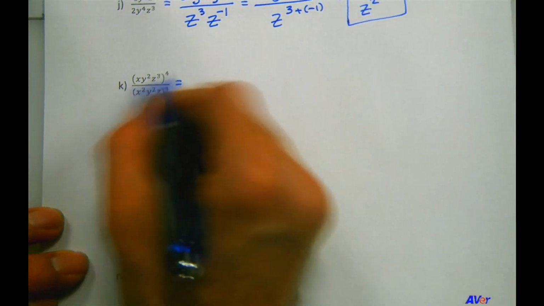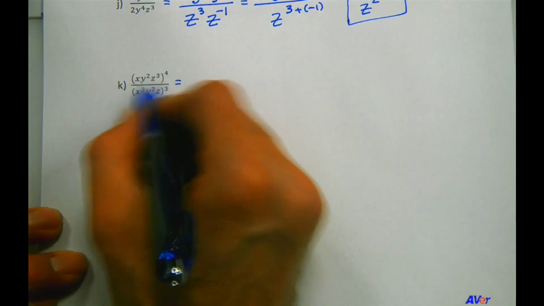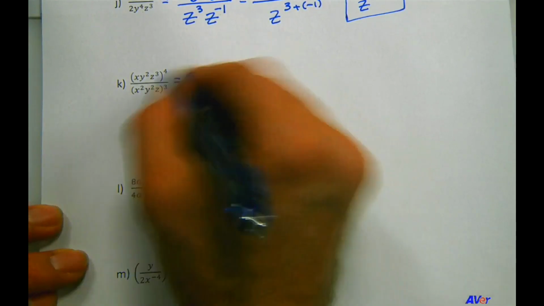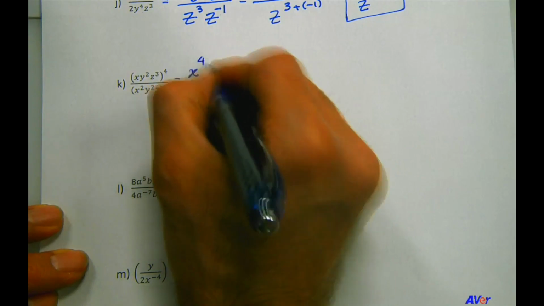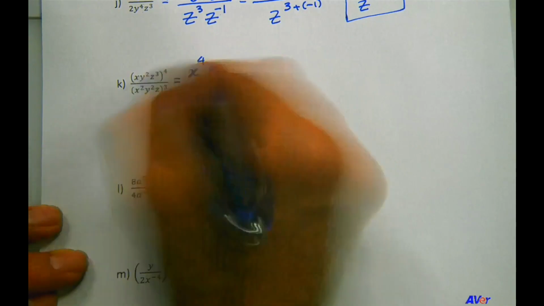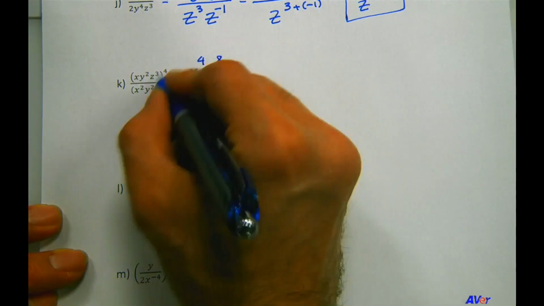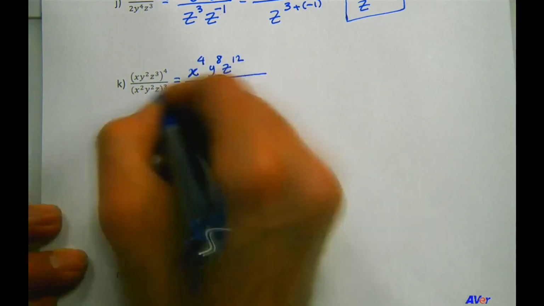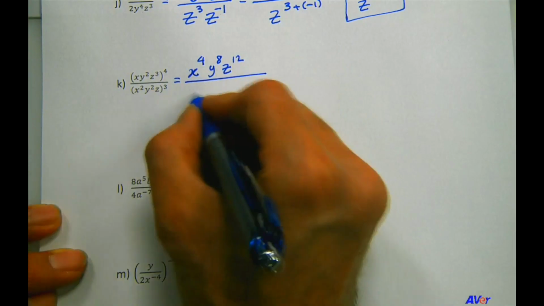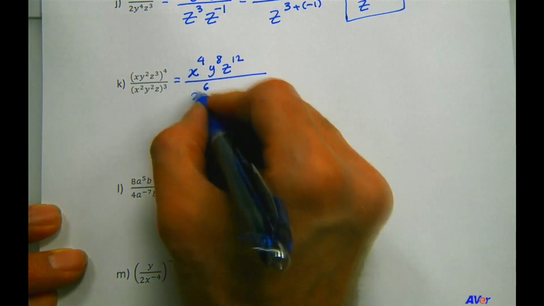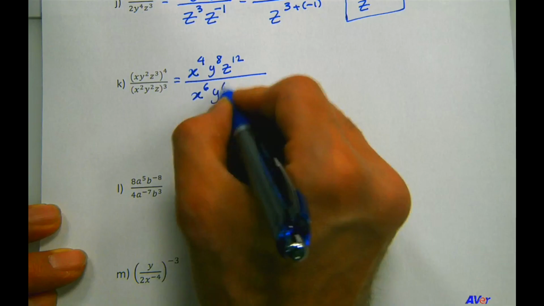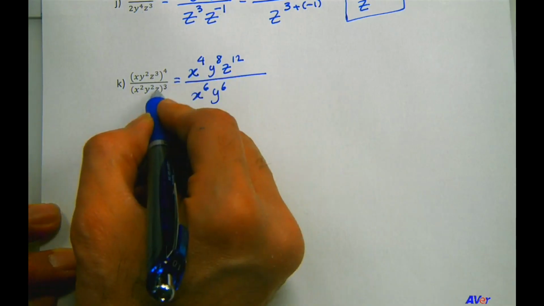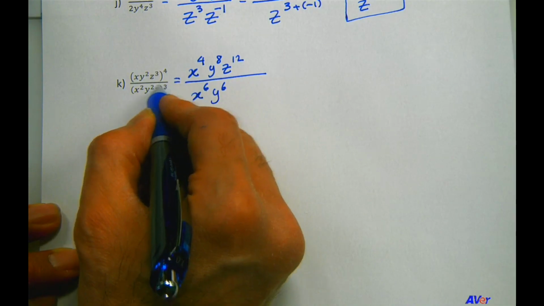So I'm going to distribute the 4 into all these terms because all these terms are being multiplied by each other. So I can do that. So x to the 4th, 4 times 2, y to the 8th, 4 times 3, z to the 12th power. In the denominator, 3 times 2, we get x to the 6th power. 3 times 2, we get y to the 6th power. 3 times 1, because z's power here in the denominator is 1. So 3 times 1 is 3.